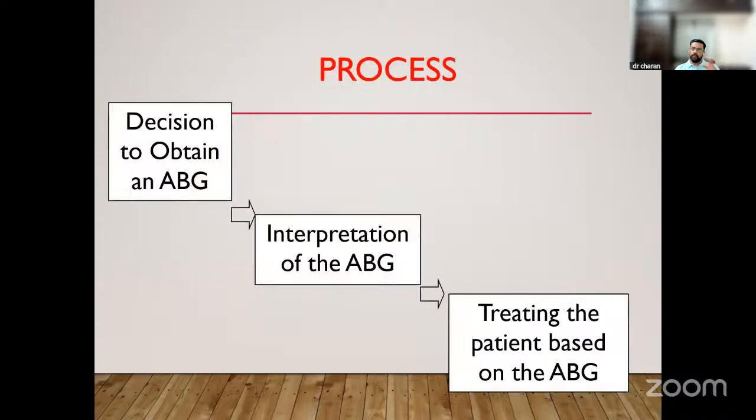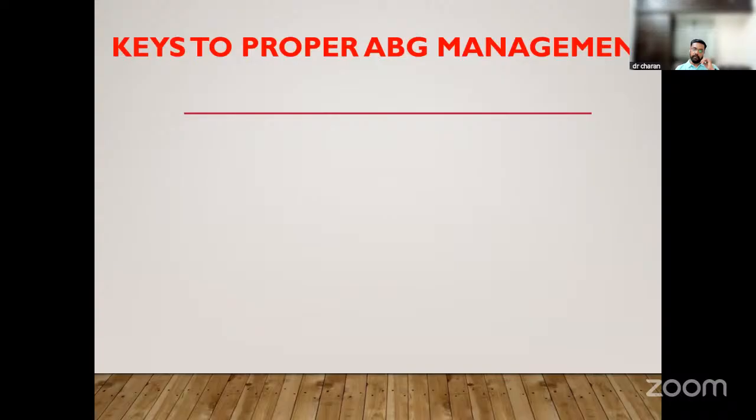So what is the process? The first thing is to decide when to obtain an ABG. And once you do an ABG, you should interpret it. And based on the interpretation, you should treat your patient. This is the process in which this testing is done.